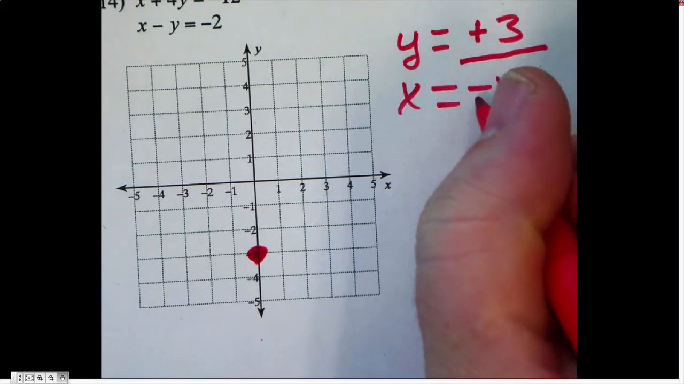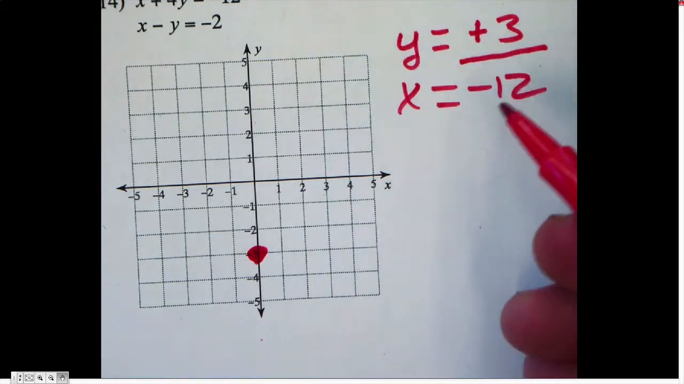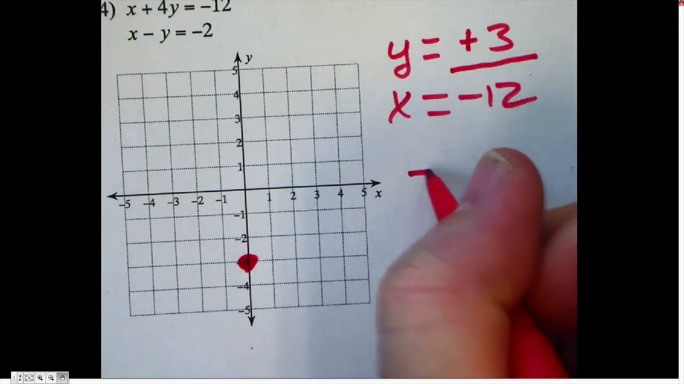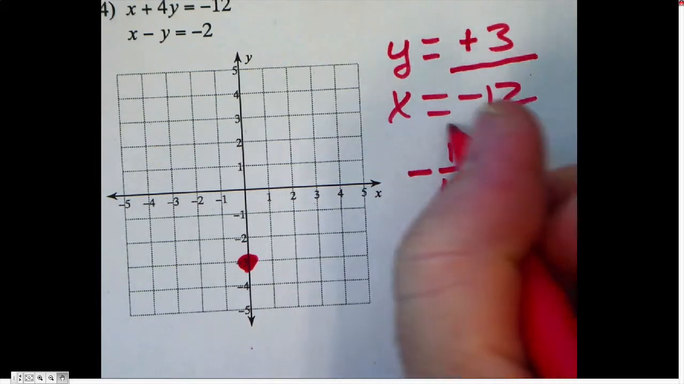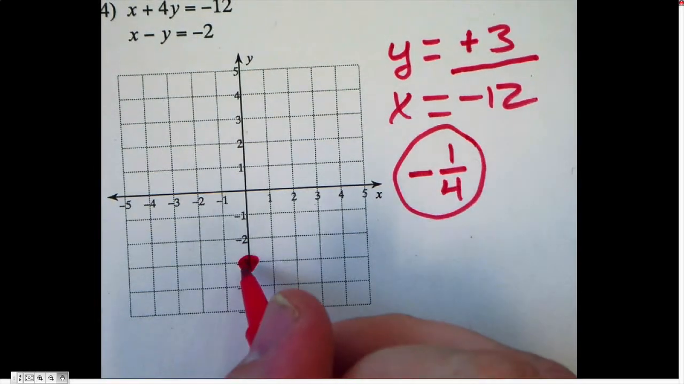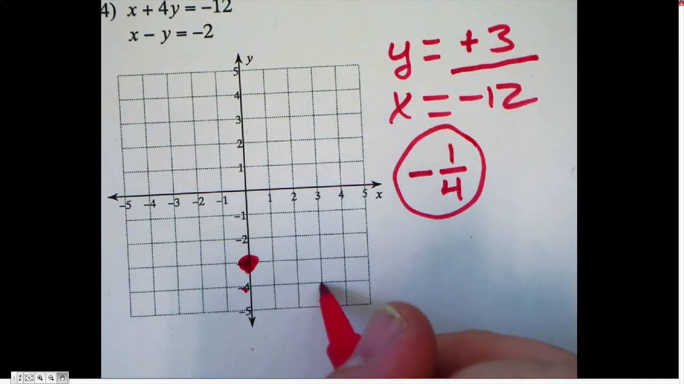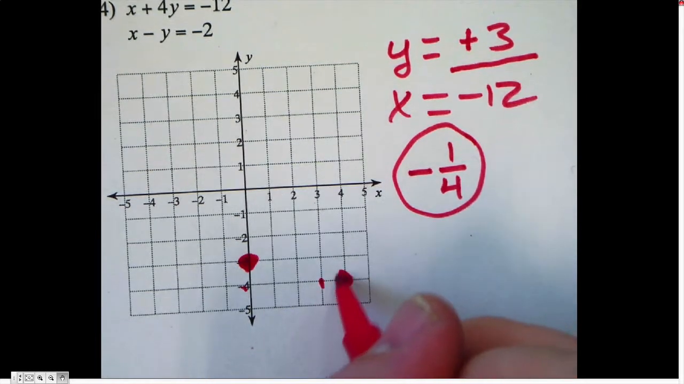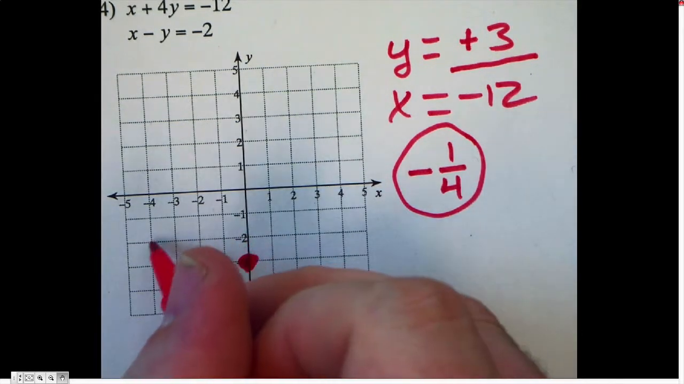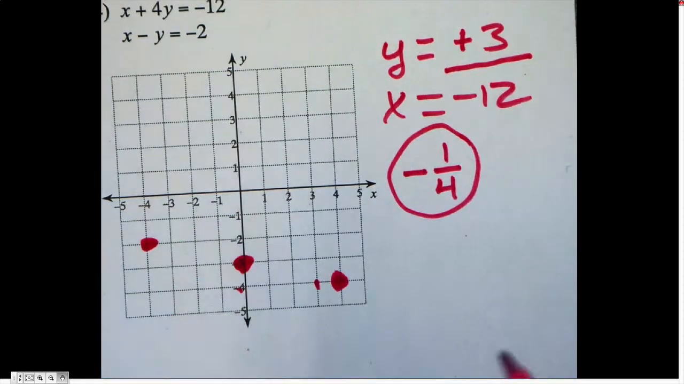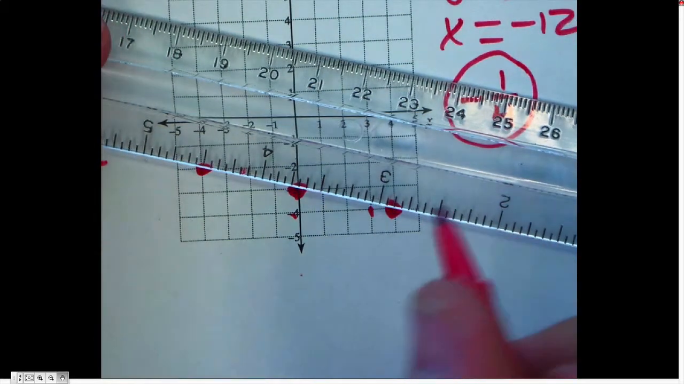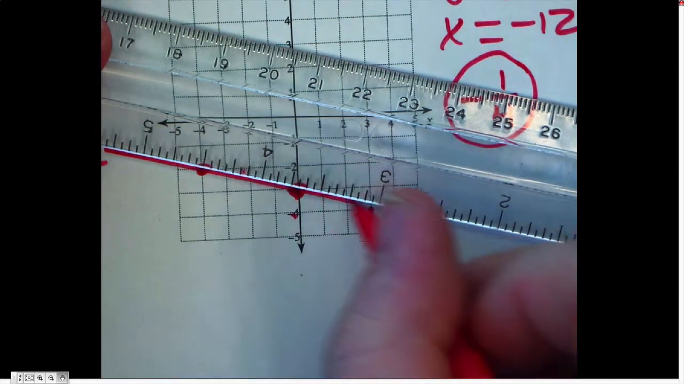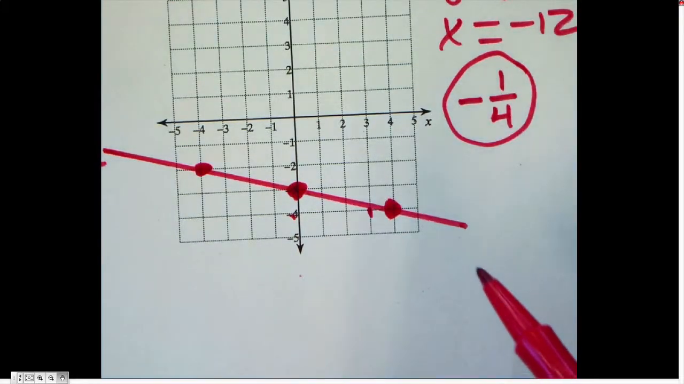But there's the negative right here by the 12. So we see the slope is negative 1 over 4. So that means we go down 1 over 4, or up 1, negative 4. Okay, and we start to see a line form, so now we can just get a ruler and draw our line.